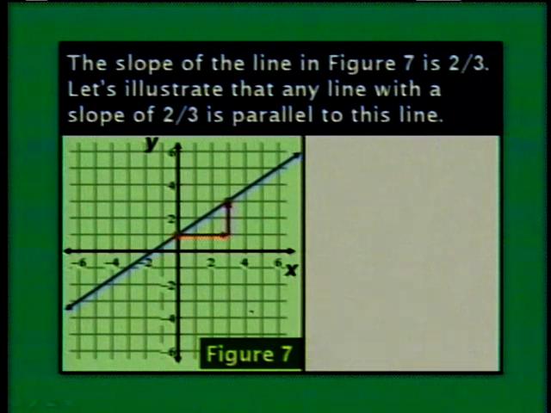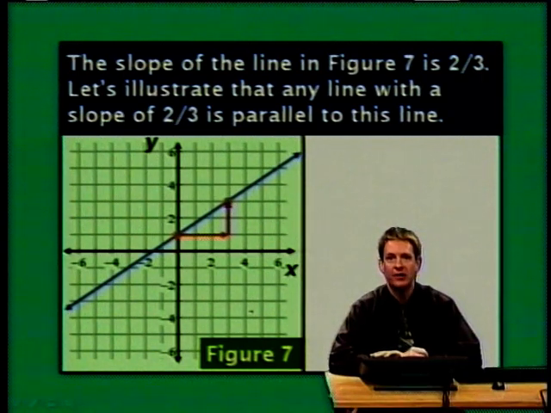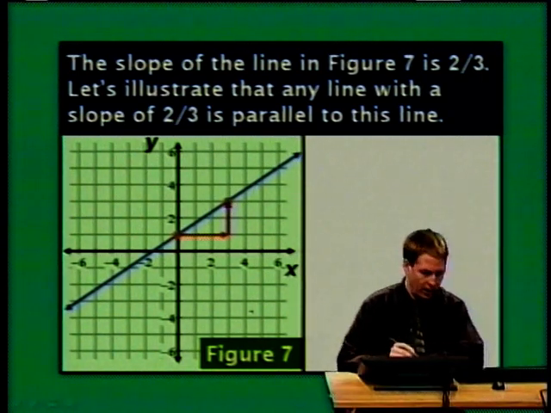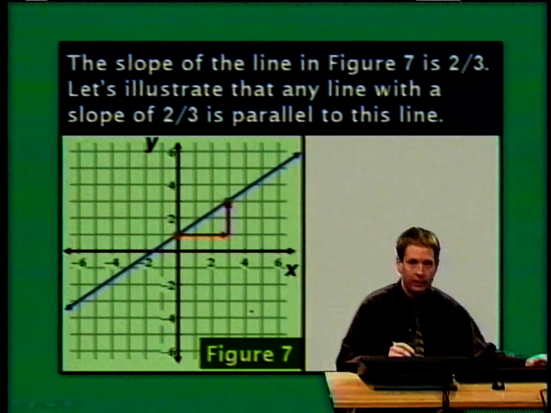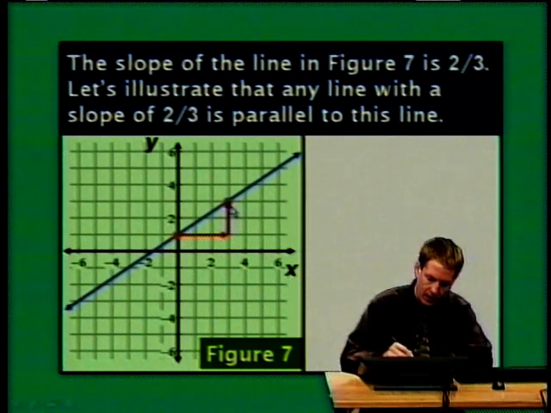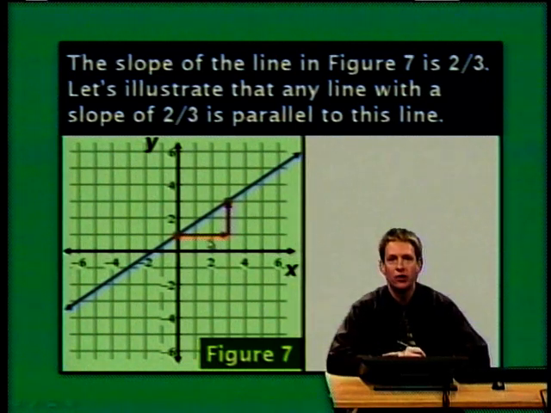Now let's talk about lines with equal steepness, lines with equal slope. They're called parallel lines. The slope of the line in Figure 7 is 2/3. Notice that we have a scale of 1, and in my slope triangle, I have a rise of 2 and a run of 3. So the slope is 2/3. Let's illustrate that any line with a slope of 2/3 is parallel to this line. And this is a really simple illustration.